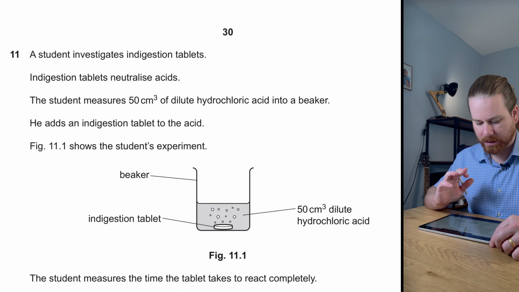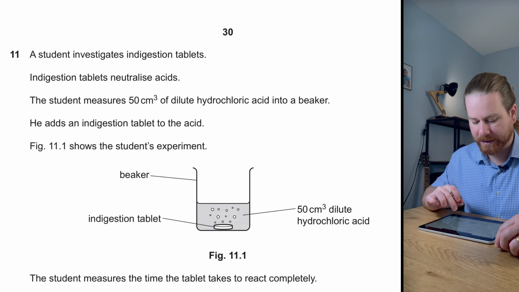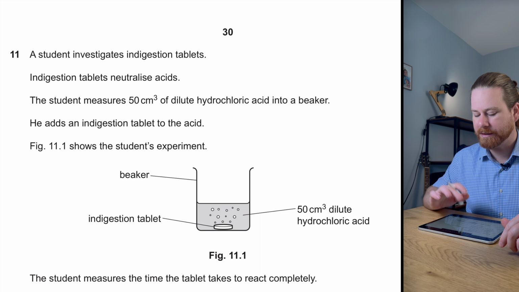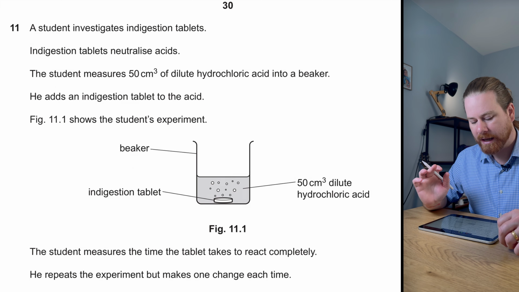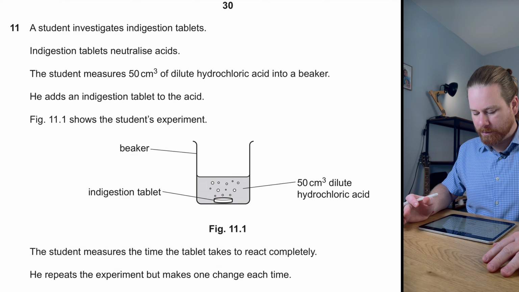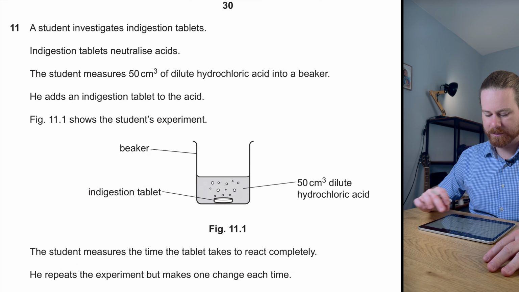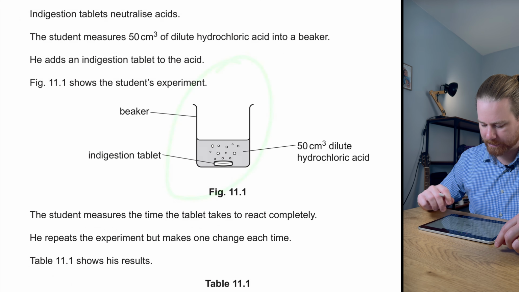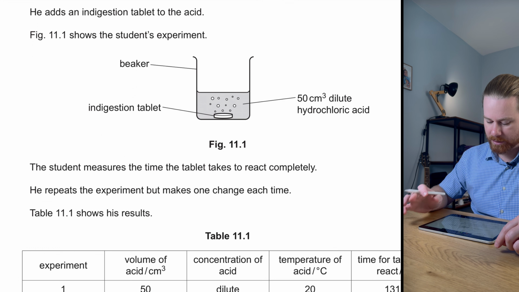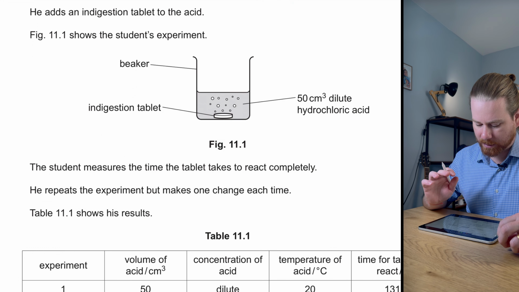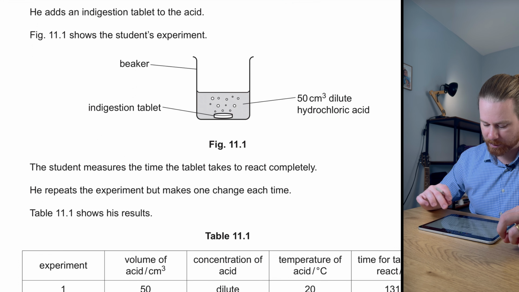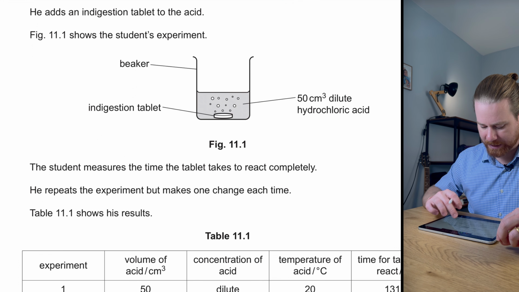Okay, let's look at our next question. So a student investigates indigestion tablets. These tablets neutralize acids, which is what you'd hope them to do. The student measures out 50 centimeters cubed of dilute hydrochloric acid into a beaker. He adds the tablet, and then this is what the lovely experiment looks like. Very nice. The student measures the time the tablet takes to react completely. He repeats the experiment, but makes one change each time.